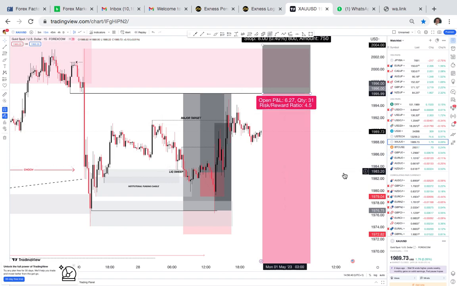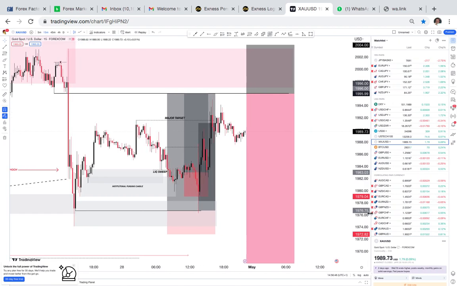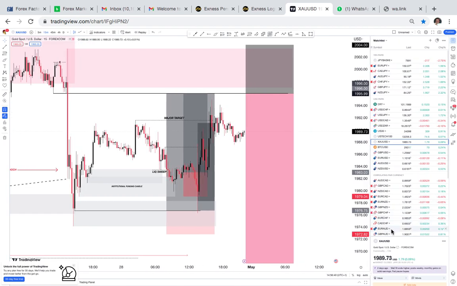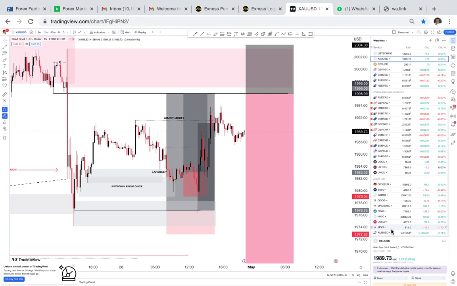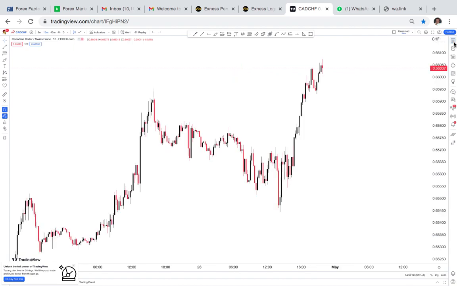This is gold, but I'm not starting with gold. I just want to see something different. I have a lot of pairs here, but I want something different. So let's look at currency. Let's just pick CAD CHF. This is just a random pick, so it's nothing serious.